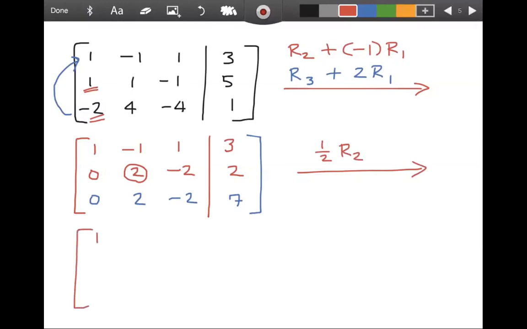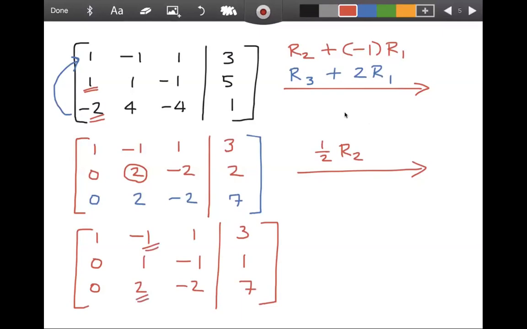Not changing row 1. Okay, but we are changing row 2. We're multiplying it by 1/2. So that's going to be 0, 1, -1, 1. Not changing row 3 just yet. Okay, so now we need to make these numbers 1s.